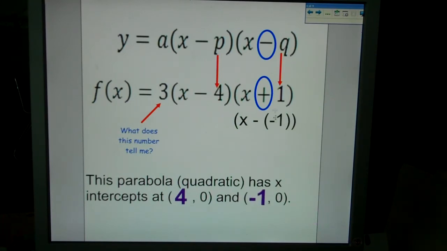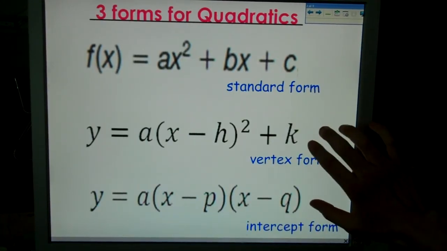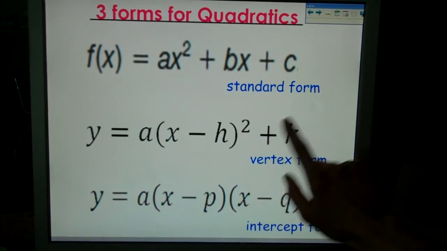Negative 1. You've got to be careful with that plus sign. It is going to trip us up. Be careful. If it says a plus sign, let's check these formulas out. Let's see. Here they are. Look, the two different ones besides the standard form, look at them.